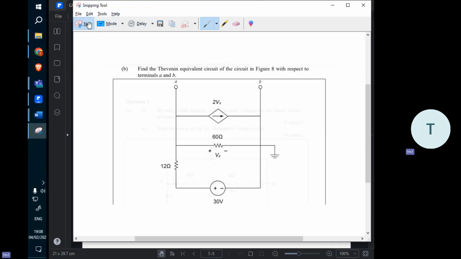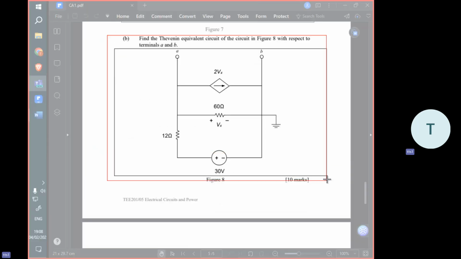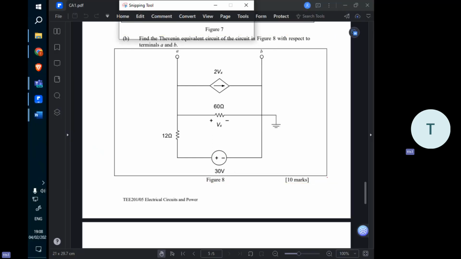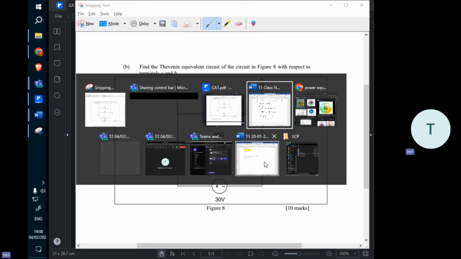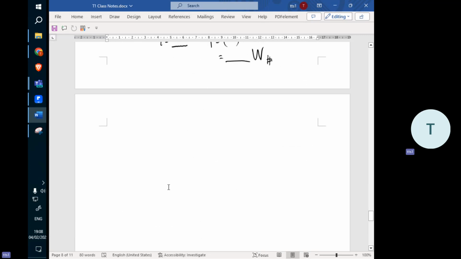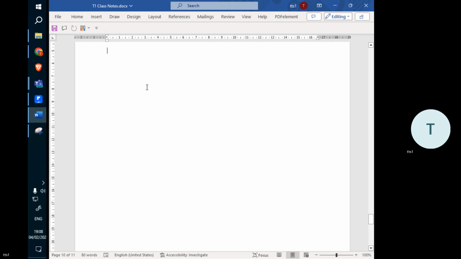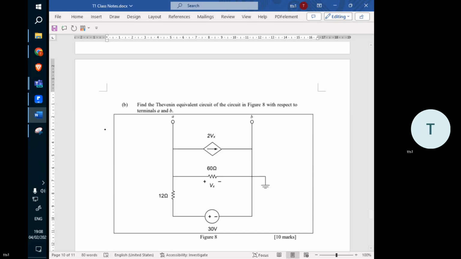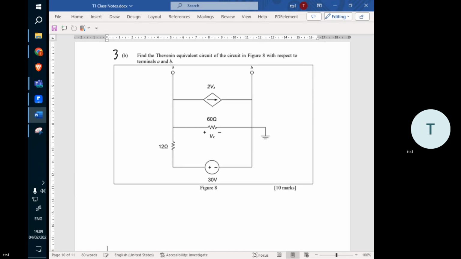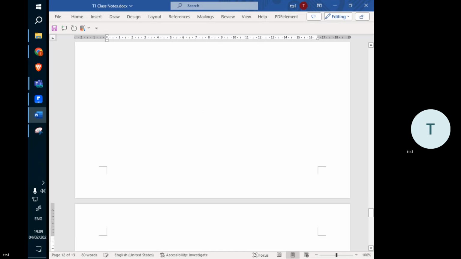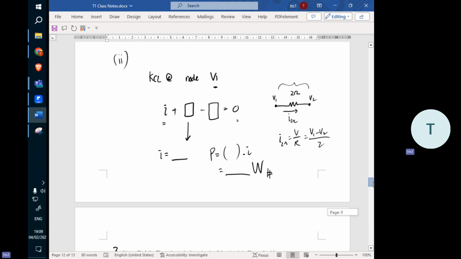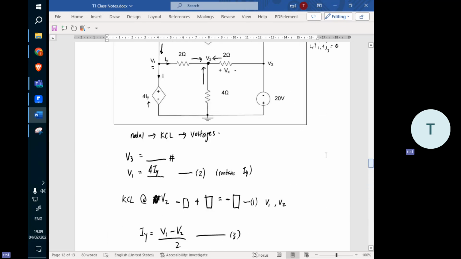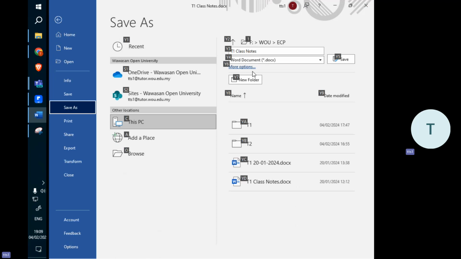The next question. Take a look at this question, 3B. Okay, let's say this one. I think I will override the previous one. Just save it as P2.